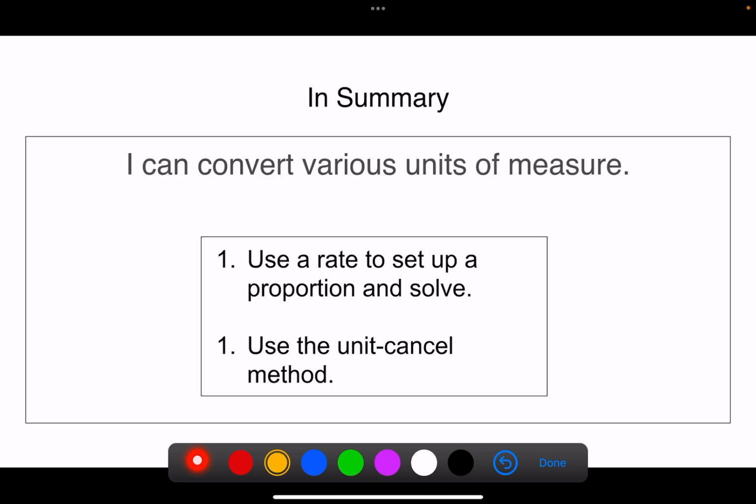To summarize, I can convert units of measure, any of them. Use a rate, set up a proportion and solve, or you can use the unit cancel method. If you've never seen the unit cancel method, try it a couple times. If you're comfortable with it, use it. If not, go back to the proportion method. Either way, whatever works best for you is the easiest. When you get into Khan Academy, you're going to try all kinds of different units. Have fun!